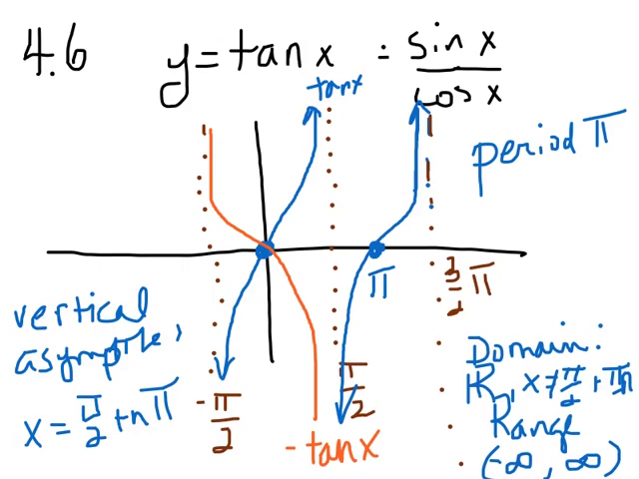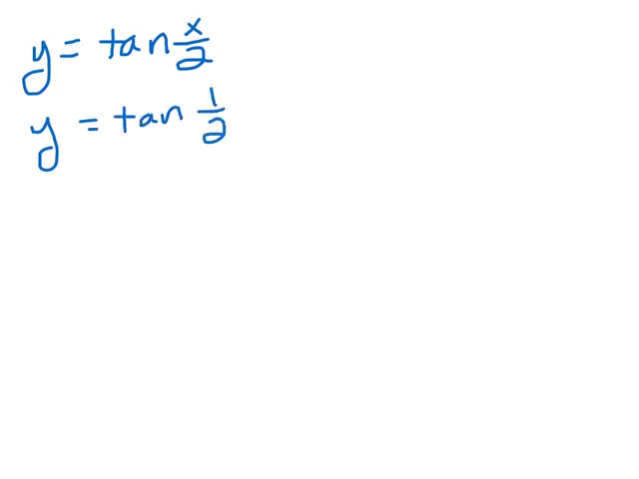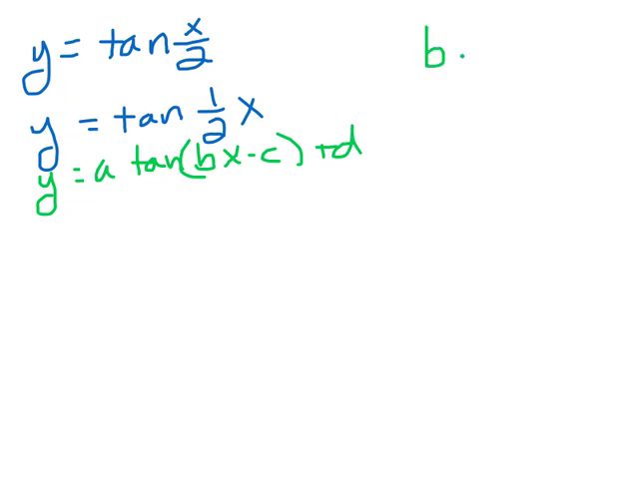Cotangent, on the other hand, let's see, where do they get into it? Well, before we go to cotangent, so what if we have y equals tangent x over 2? What have I just changed in that graph? What if I write it this way? What does that affect? Isn't that the b, the number in front of the x? Isn't that like the b if we write the full equation down? A tangent bx minus c plus d. I changed the b here. Okay.